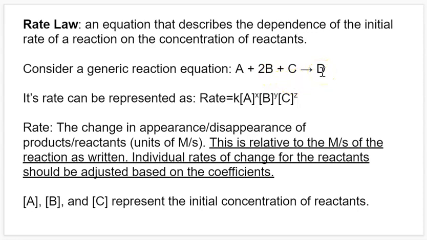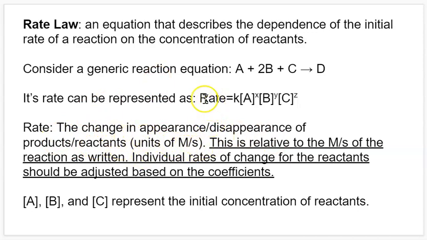We can make an equation to represent its rate in the following manner. The rate is going to be equal to K, which is a constant, which I'll talk about in a second, times the product of all of the molar concentrations of our reactants raised to some powers. And I'll talk about what those powers mean in a second as well. And the rate that we're going to be calculating here is the rate of appearance or disappearance of the products and reactants in units of molar per second.